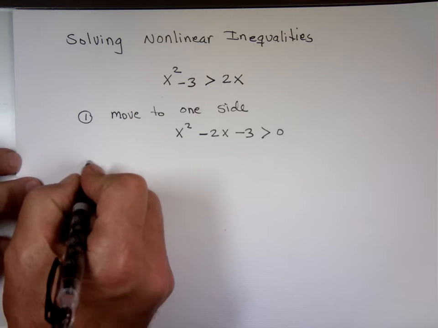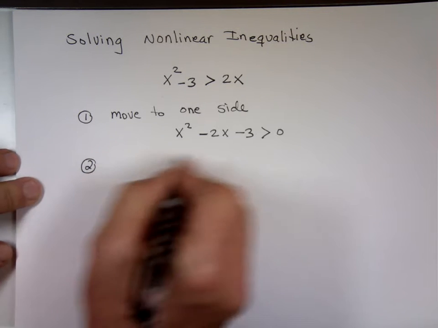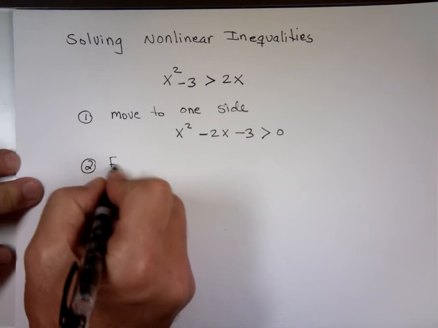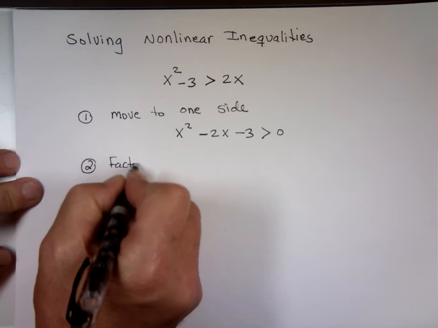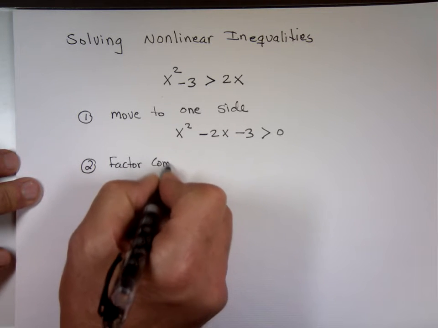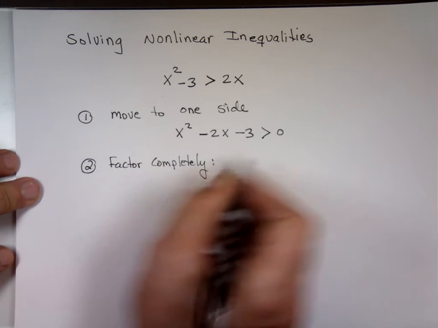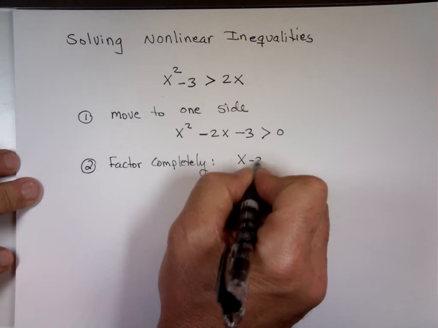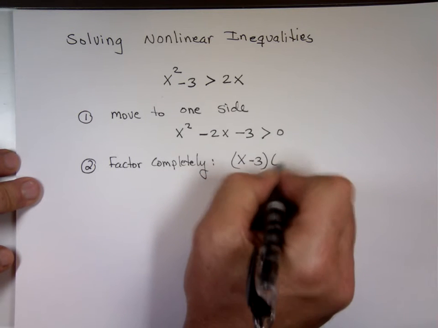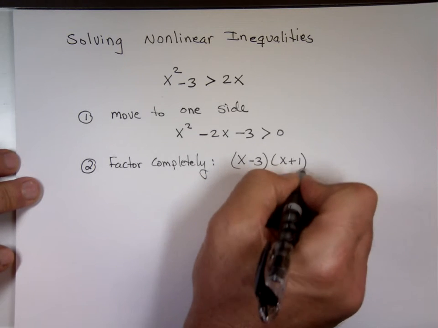Step number 2. Let's factor this one. What is it? X minus 3, x plus 1. X minus 3 times x plus 1 greater than 0. I like that.